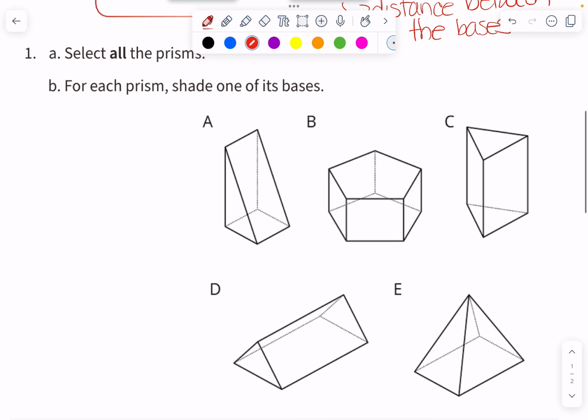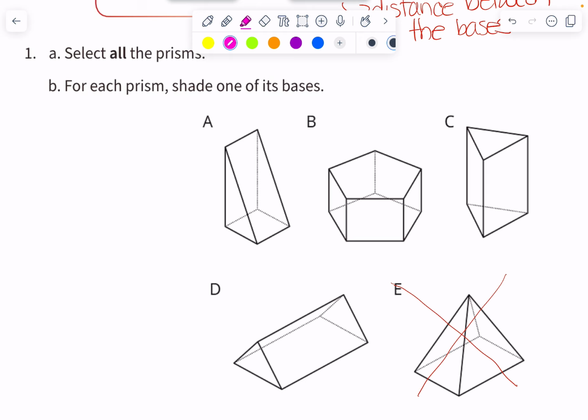So here it says select all the prisms, and for each prism shade one of its bases. So when we look at these, the only one that ends up not being a prism is E. So E is a pyramid. So I'm going to go ahead and cross that out. And then for these others, for the shading of the bases, the main purpose here is just to understand that the base is not always the bottom of the shape. The bases on a prism are going to be those two parallel and congruent sides, okay?